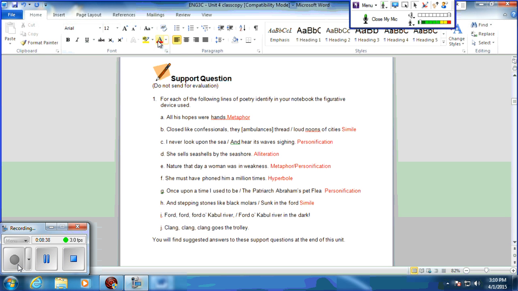"Ford, O'Cabo River. Ford, O'Cabo River in the dark." That's a symbol of repetition. Ford, ford, O'Cabo River. So it's repetition.